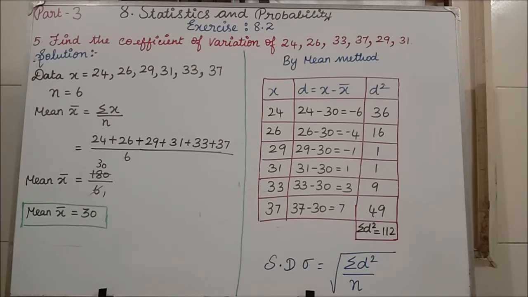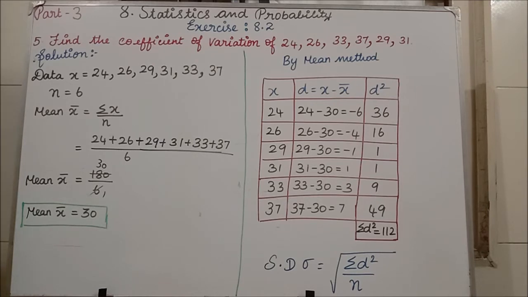That is our coefficient of variation formula. But have they given the standard deviation here? No. Have they given the mean value? No, nothing they have given, but they have given the observations. Using the observations, we have to find sigma, which means the standard deviation, and we have to find the mean.